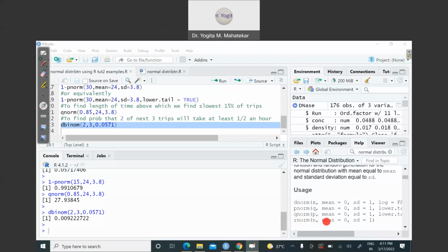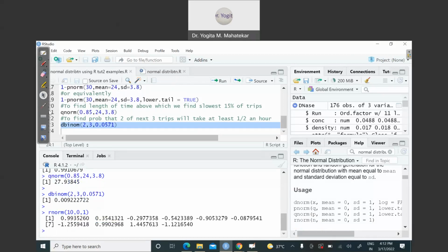So look at the rnorm command syntax. It is n, comma, mean equal to 0 and standard deviation equal to 1. So let us use this rnorm command right now, and R stands for randomness. The rnorm command will generate a random set of n values which follow a normal distribution. So suppose I say rnorm(10, mean equal to 0 and standard deviation equal to 1), it will give you a random set of 10 values which follow a normal distribution curve.